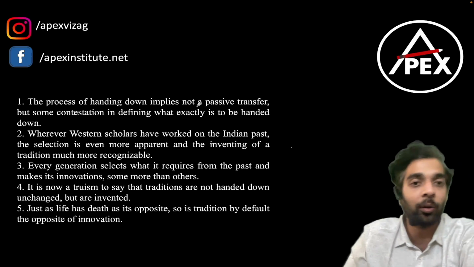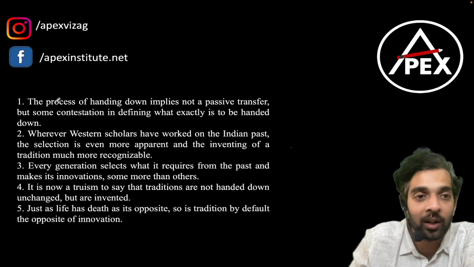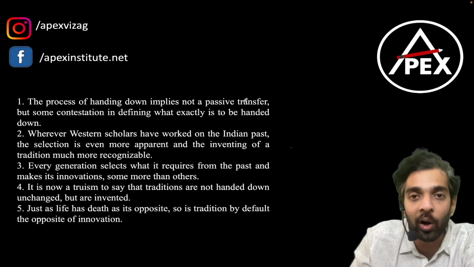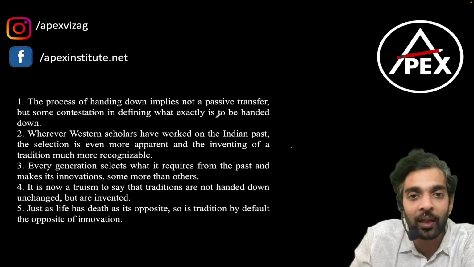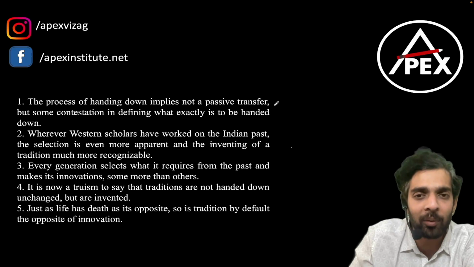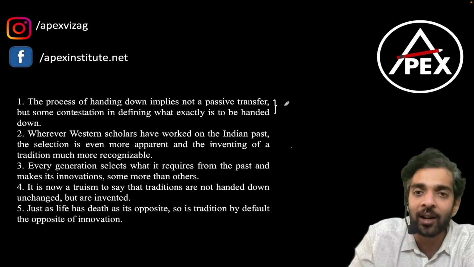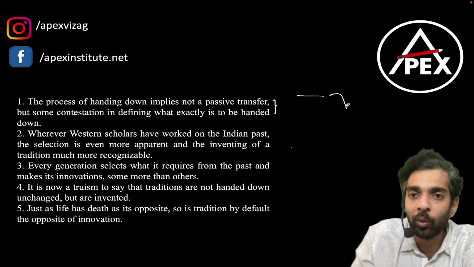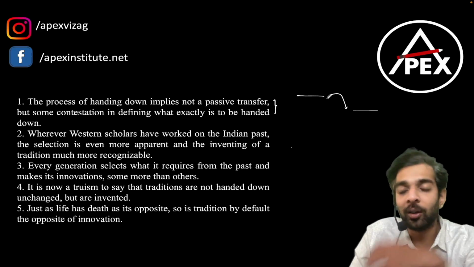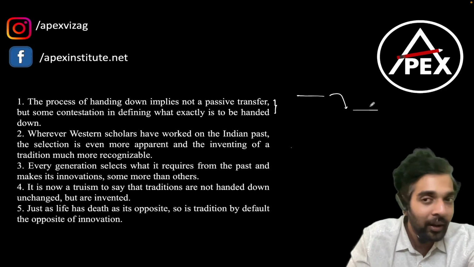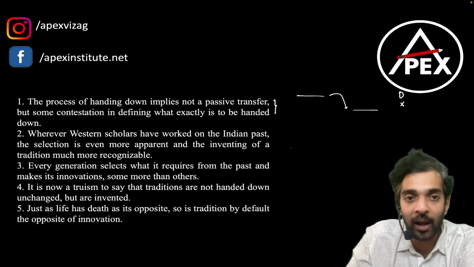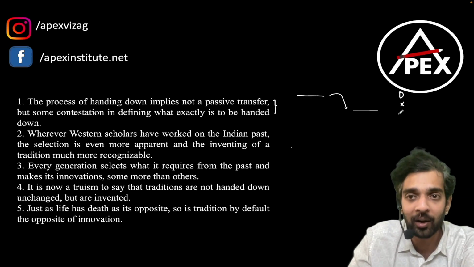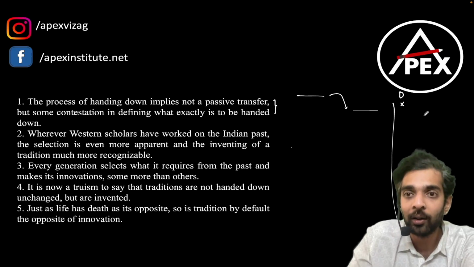Okay, so now what do we have over here in these sentences? He says the process of handing down implies not a passive transfer but some contestation in defining what exactly is to be handed down. So from here I can understand that something is being handed down. That means from one level to another level someone is giving something, but there are too many unknowns, right? So definitely this won't be my first statement. So I'll just put O and I'll rank these statements as what can be my opening statement, and this definitely won't be my opening statement.